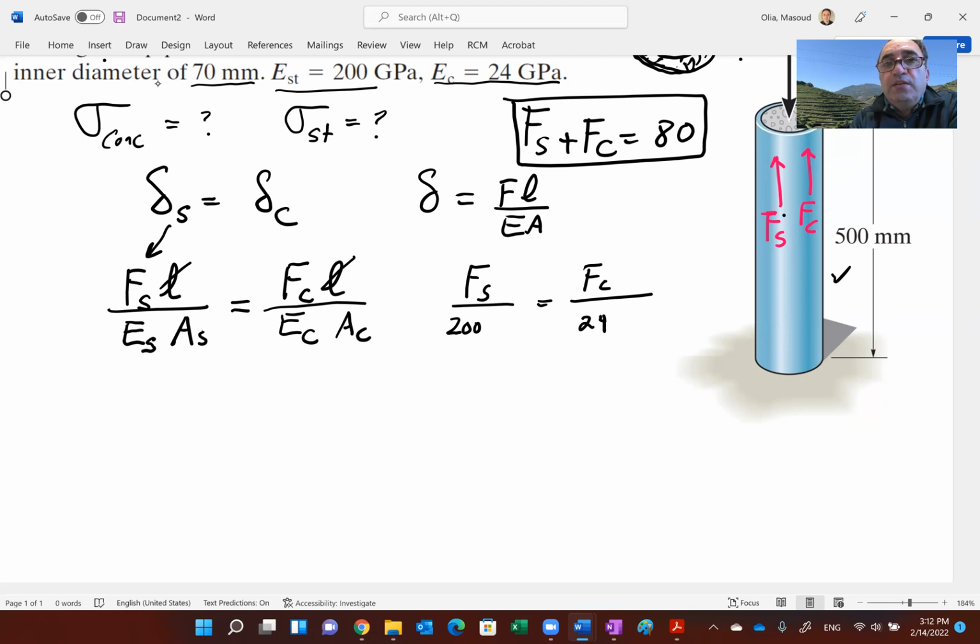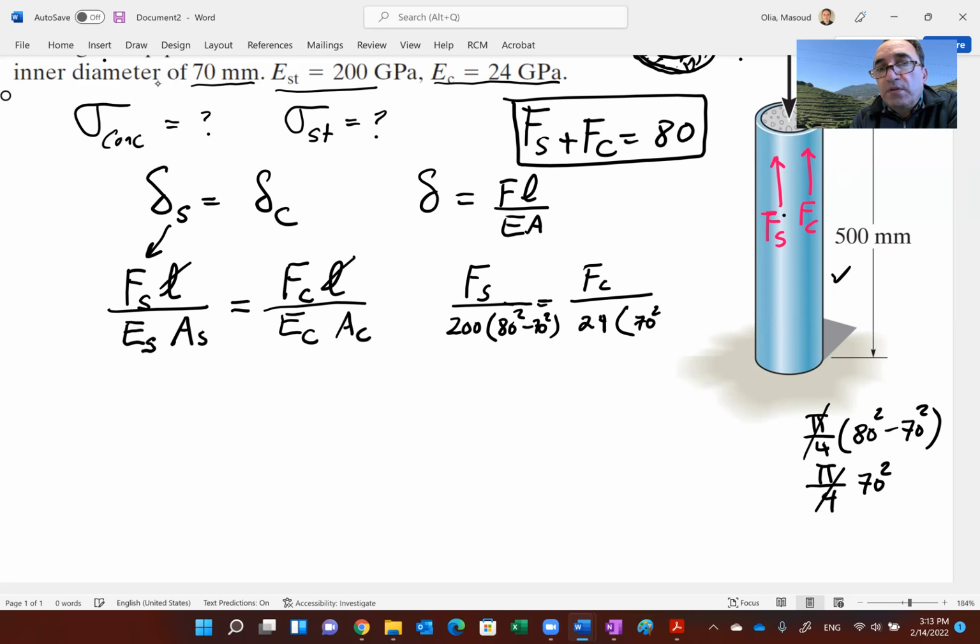And similarly, the area of the steel is what? Pi over 4 times outside diameter squared minus inside diameter squared. Remember, that's a pipe. And for the concrete, since the concrete is inside, it's just pi over 4 times 70 squared. Again, the unit is not important, and the pi over 4 is going to get canceled. So I'll just put here for the steel 80 squared minus 70 squared in the denominator, right? And over here, I just put 70 squared. Doesn't matter if I change the millimeters to meters. It's just a ratio.